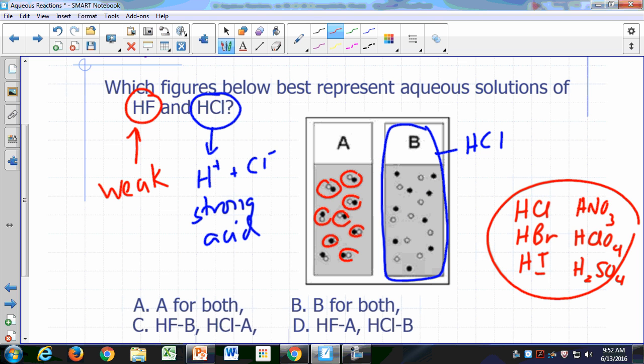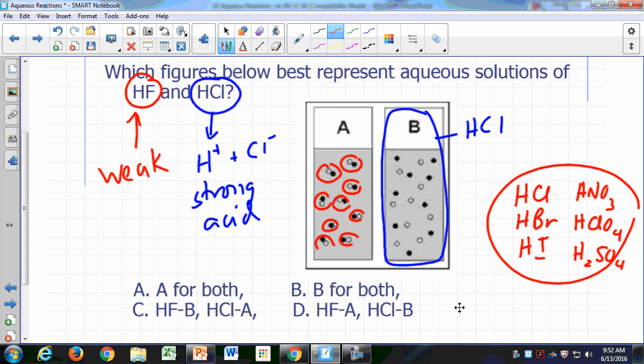Depending on the concentration, maybe 1 or 2, or a little bit more, out of maybe 100 would be broken up. So in this picture, I've shown pretty much all the molecules as intact. So the best answer for this is figure A as the best representation for HF, and figure B would be the best representation for HCl.